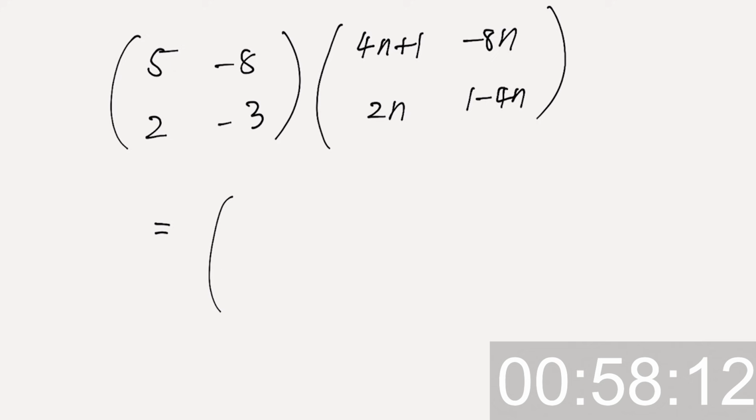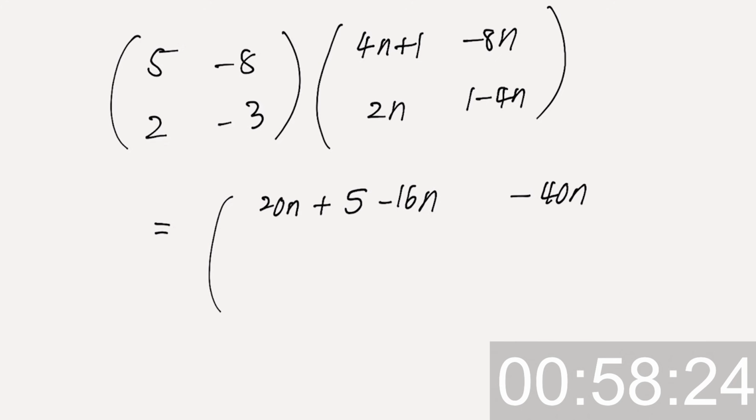So first row, first column is 5 lots of that, so 20n plus 5 minus 16n. Okay, first row, second column is minus 40n, and then minus 8 plus 32n.